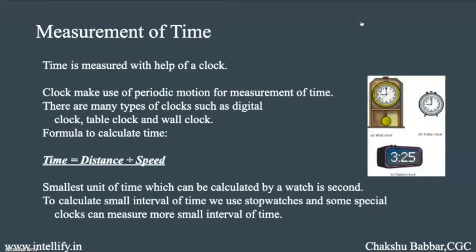For example, weather comes after a fixed interval of time. Day and night come after a fixed interval of time. Rotation and revolution of Earth have fixed time. So these are periodic motions.